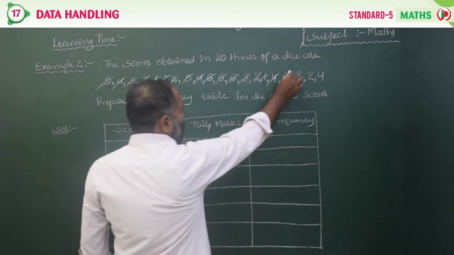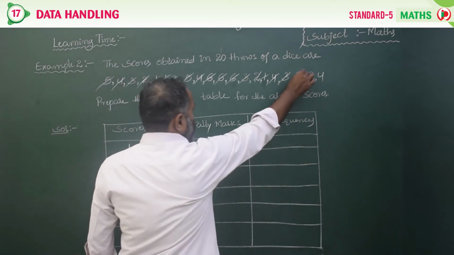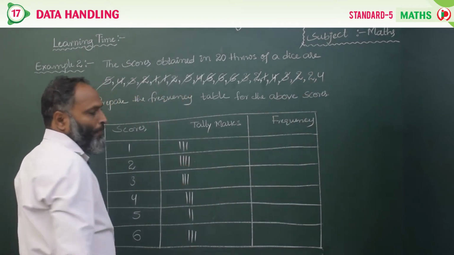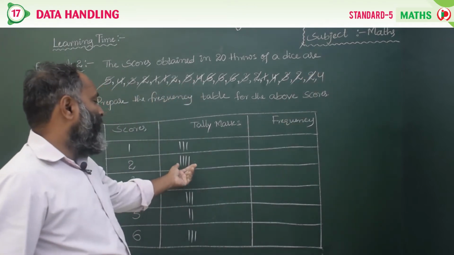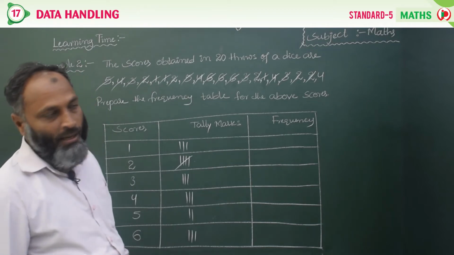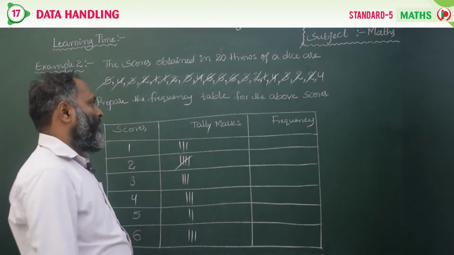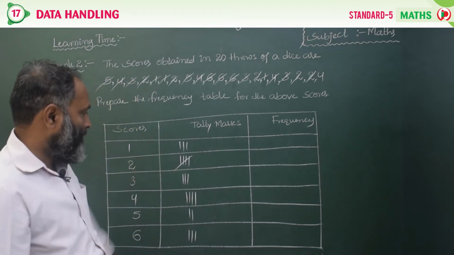So 3. Where is 3? Here we have 3, one vertical line. Then after that 2. Where is 2? Here 2, one vertical line. Again 2. After completing 4 vertical lines, we should take a slanting line. Okay, so then total 5 lines. Then after that 4. Where is 4? Here we have 4. Then total.